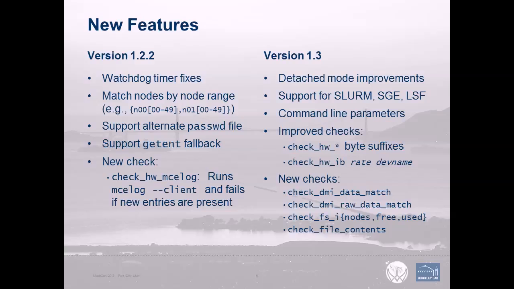We now have support for an alternate password file, meaning that if /etc/passwd on your nodes doesn't have all of your user accounts for some reason, you can specify a fallback. That fallback can be the output of a ypcat or any number of different things. If you don't want to do that, there are some sites that want to talk to something like LDAP or NIS directly. We also support fallback of using the getent command. So if it can't find a user ID through the password file or the fallback password file, it'll call getent.